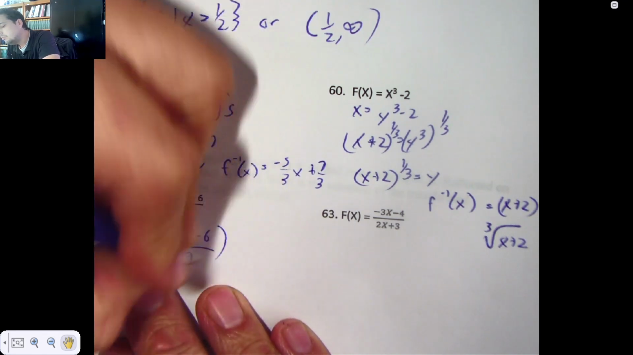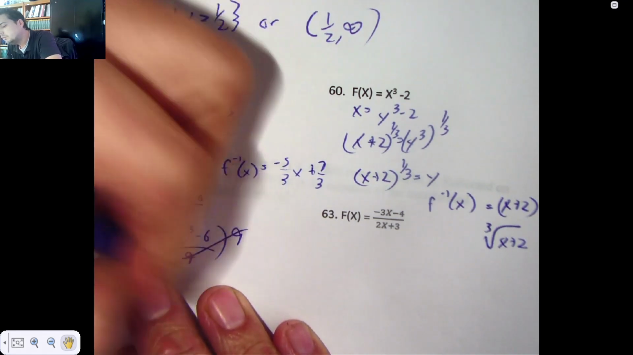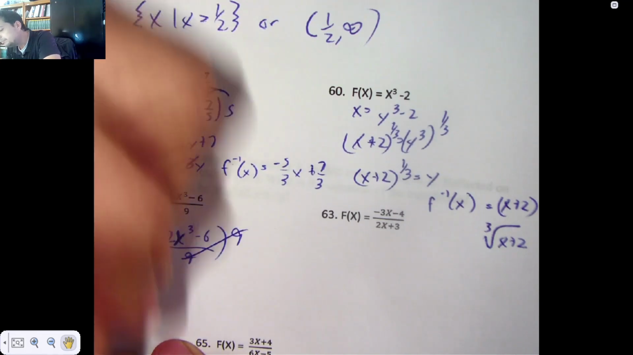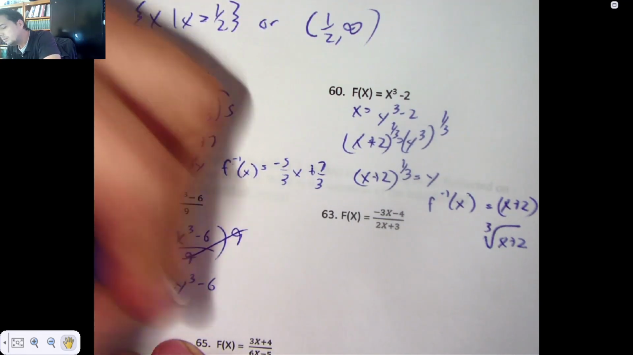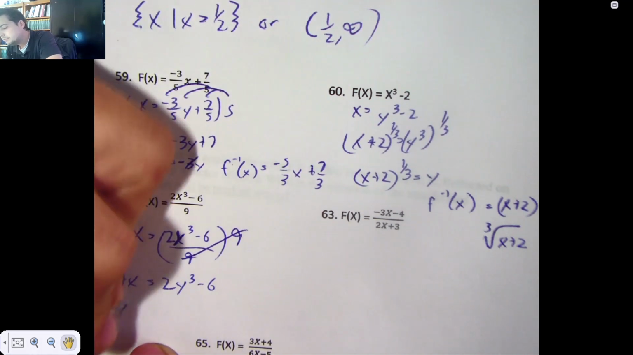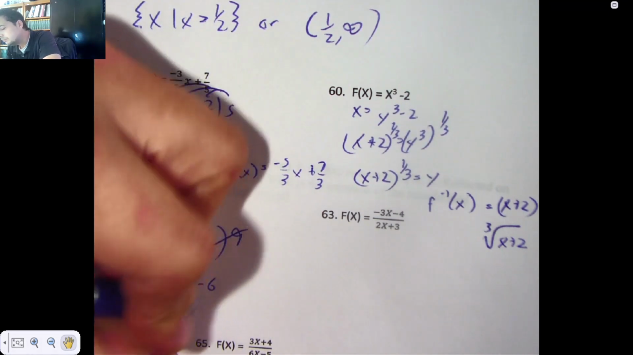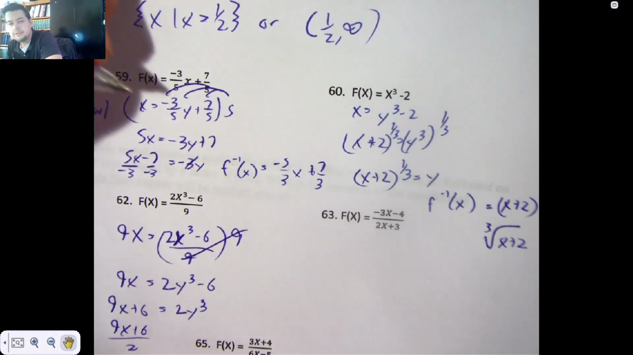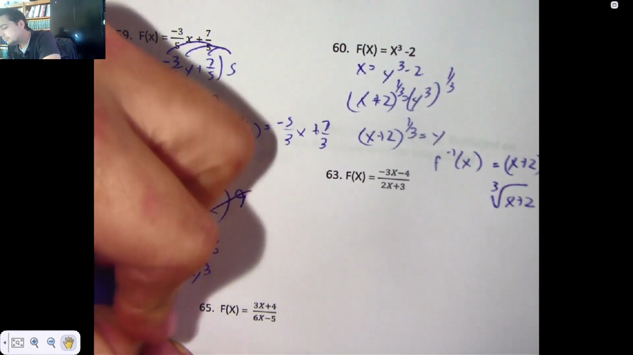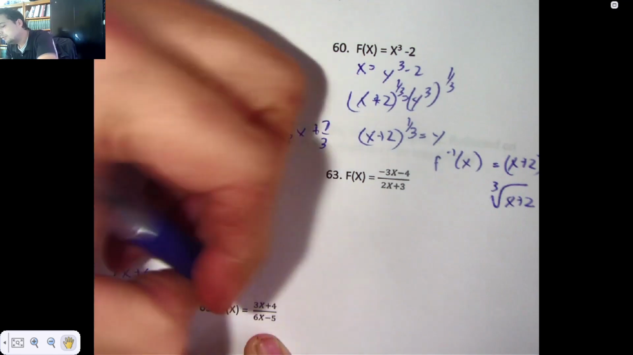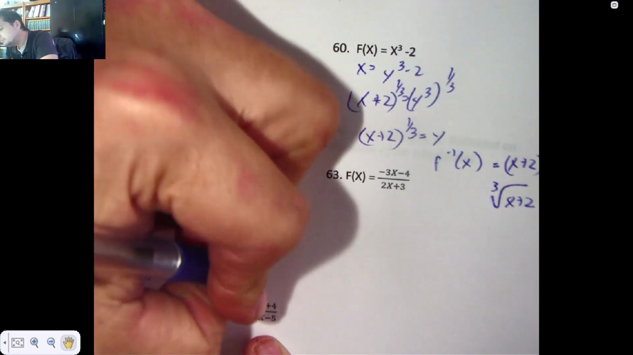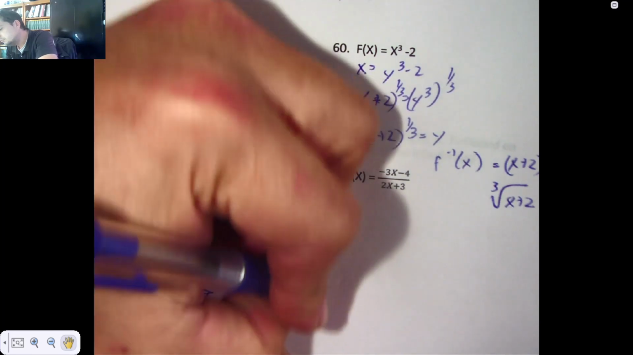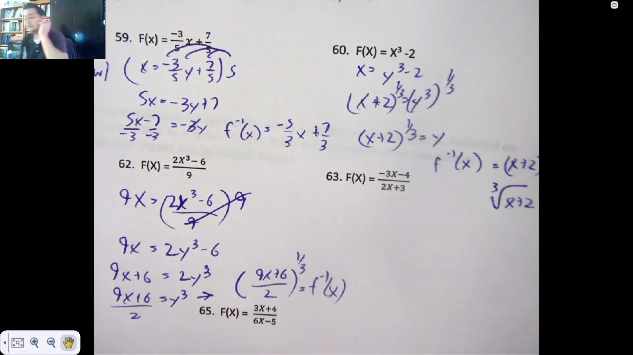First thing I would do would be clear the fraction. That's supposed to be a y, isn't it? Add the 6. Divide the 2. I just leave it as a singular fraction. And then take the cubic root. That's how hard these are.